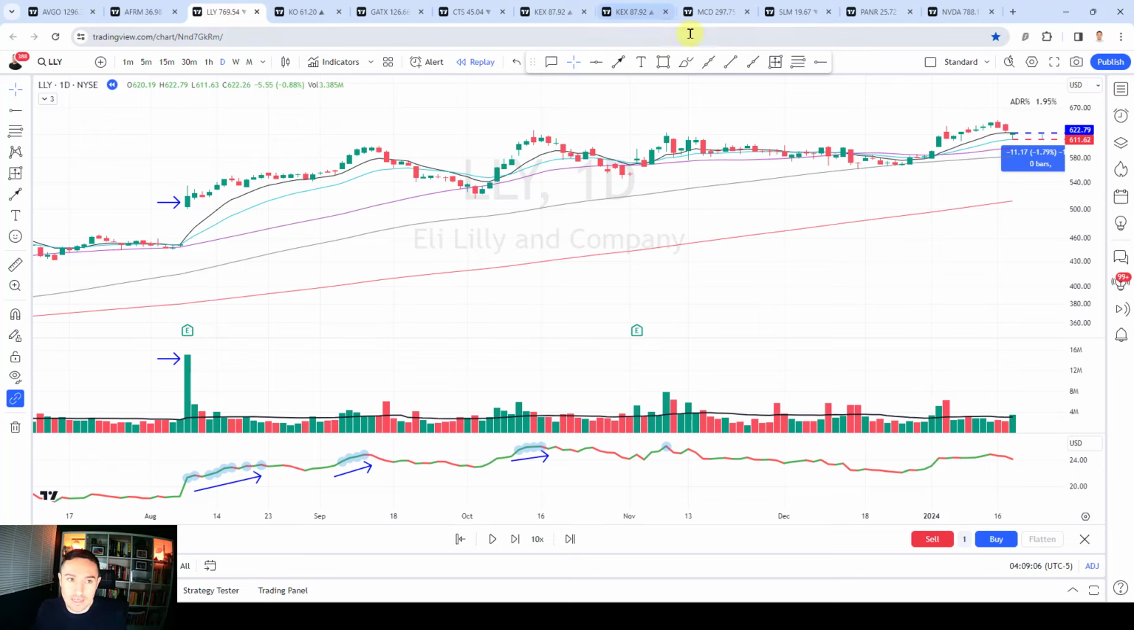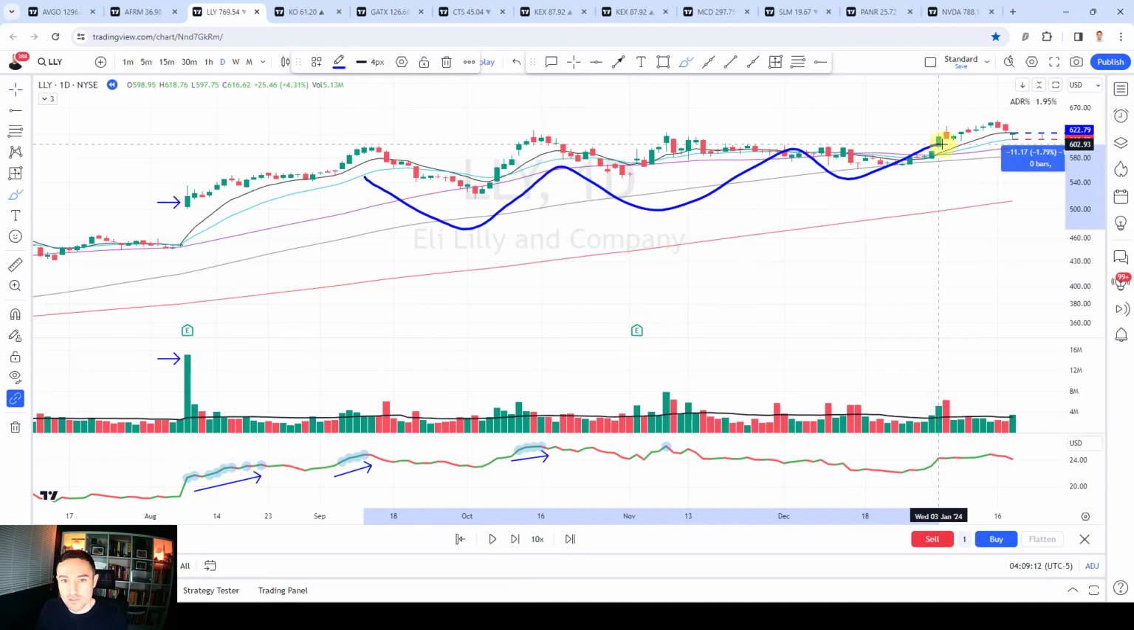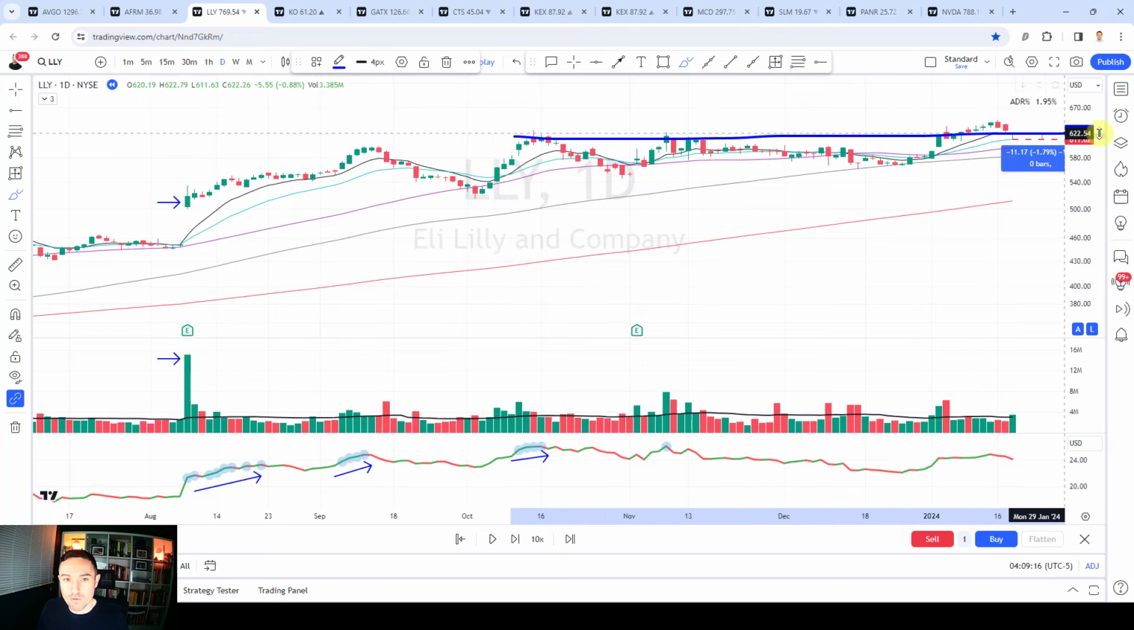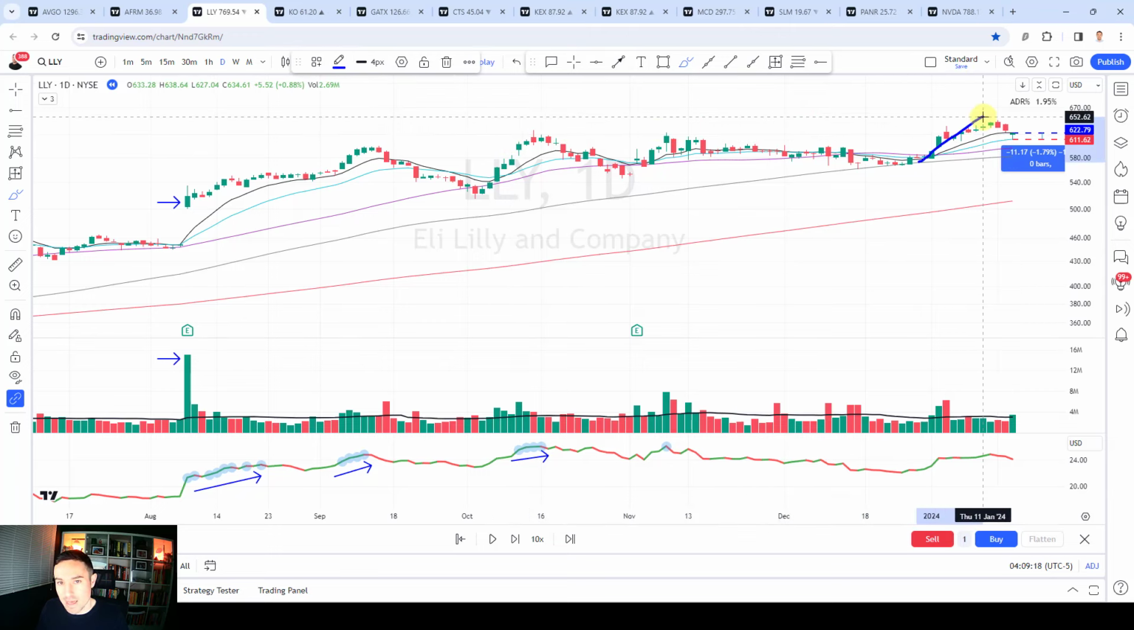Okay, so Eli Lilly building a very big base, great reaction to the earnings, 52-week highs coming through, and then it builds a very large multi-month base here. Now it starts breaking out of the base, so we have a bit of a confluence here. It breaks out of the base, pulls back down to test the prior base high.